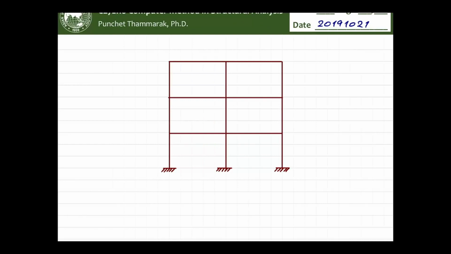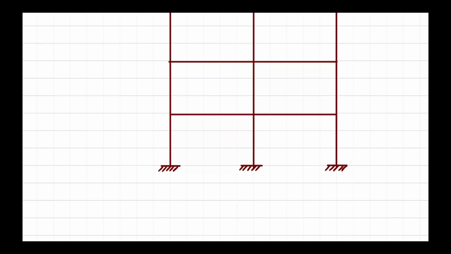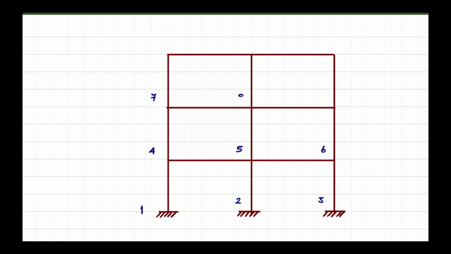So once we have the building, we will assign the node numbers, and it is up to you, for here up to me. So node number 1, I put 2, 3, 4, 5, 6, 7, 8, 9, 10, 11, 12. So we have the node numbers.